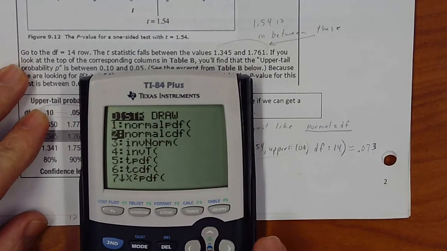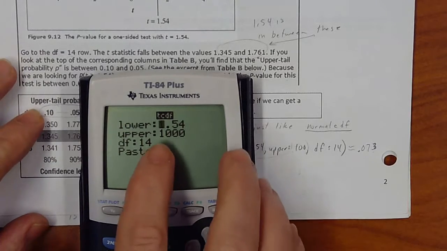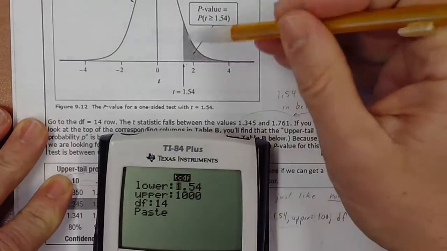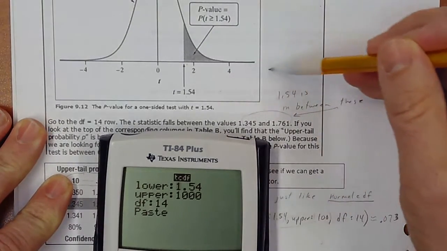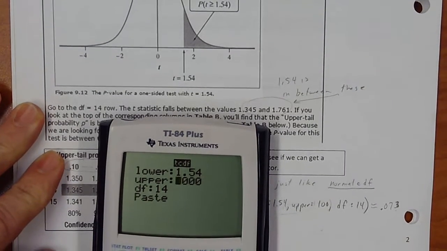Distribution, right underneath the normal CDF, a few rows down, we got the tcdf. I think I already have it punched in here. Yep, so 1.54 is my lower bound, or left bound, another way to think of that. And then just choose a high critical value way out here. I went a little extreme. 1,000 is plenty. Even 10 would be plenty.